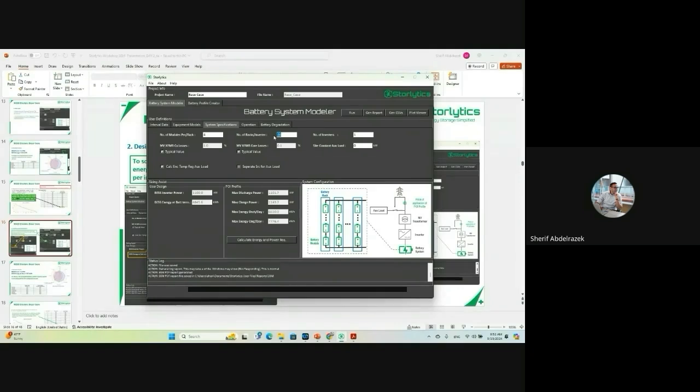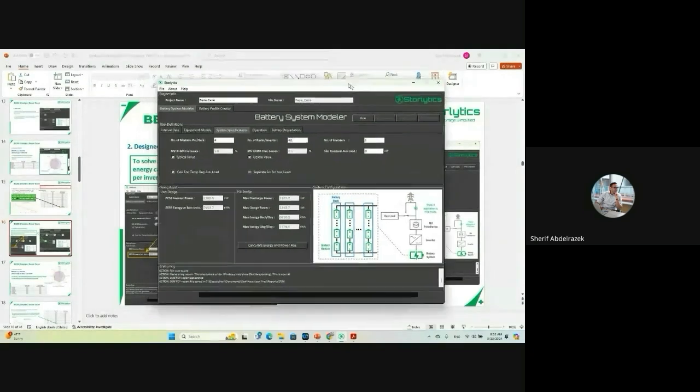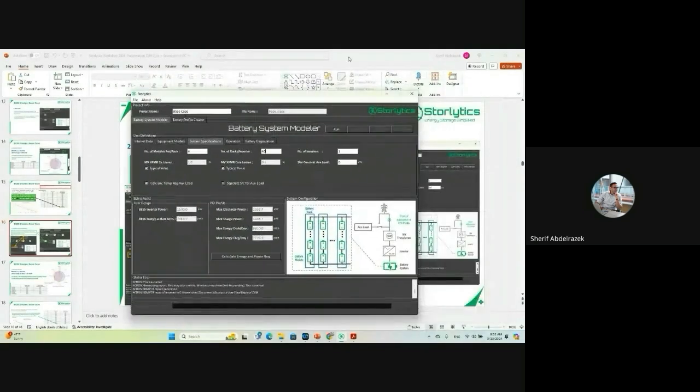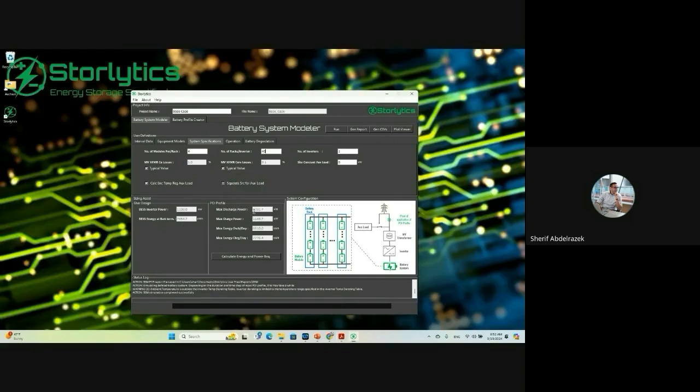So let's set it to 40 racks per inverter, and that gets our battery terminal capacity to 7.5 megawatt hours, right? And now we click run. All right, be sure to save, and let's generate report.